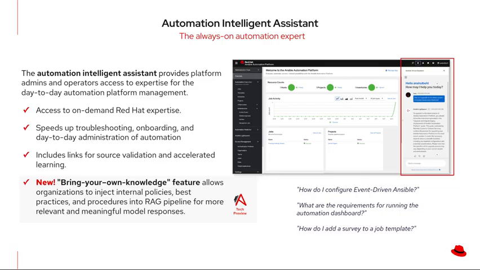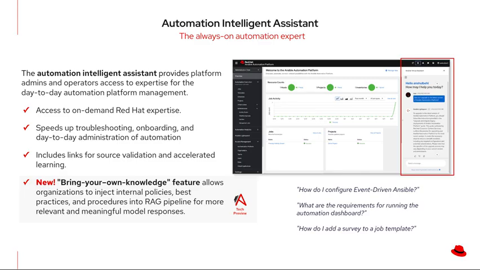Next, let's talk about another feature that simplifies the administration and management of the platform. The Automation Intelligent Assistant, previously known as the Ansible Lightspeed Intelligent Assistant. The Intelligent Assistant brings a generative AI chat experience into the platform UI where the administrative and management tasks are performed. It's connected to Red Hat documentation and other resources through a RAG pipeline so you can ask questions and troubleshoot issues without having to context switch to search Google or the Red Hat customer portal or support tickets.